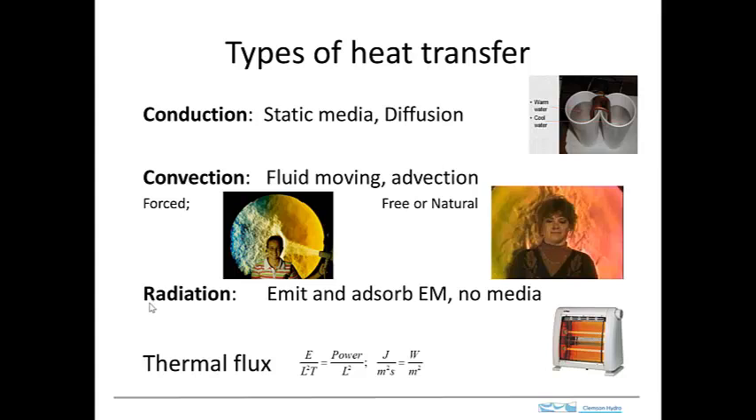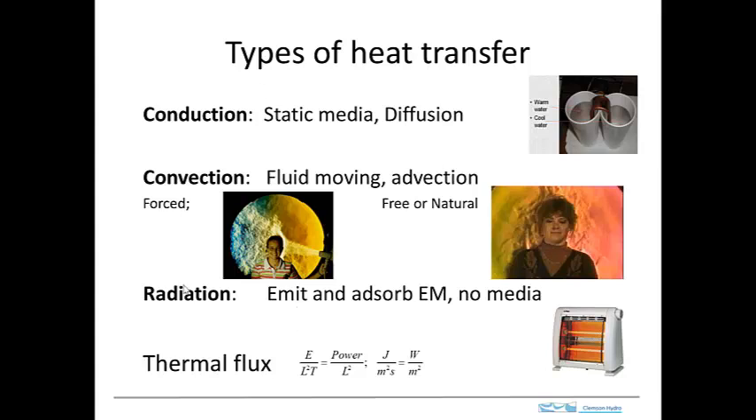Heat can also be transferred by radiation, and in this case you don't really have an analogy to mass transfer like you do with diffusion and advection. In this case, the heat is being transferred by a difference in temperature between two different bodies, and heat energy can be emitted and absorbed, and there's no media required in between the two places that are emitting and absorbing. So this is how thermal energy is transferred from the sun, for example.